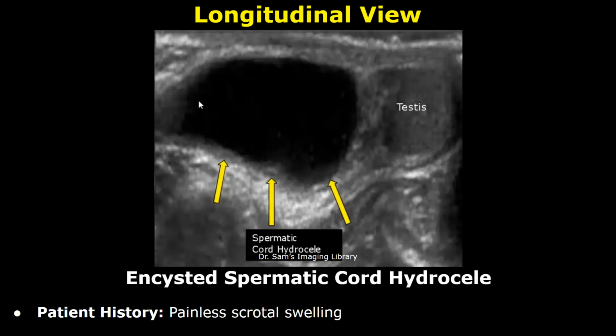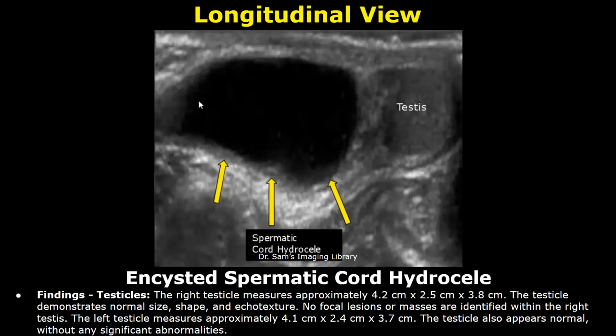Here is the report for Encysted spermatic cord hydrocele. The patient had a history of painless scrotal swelling. Here are the findings. The right and left testicles were normal in size, shape, and echotexture.